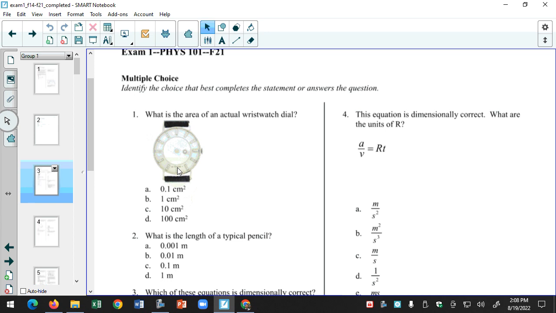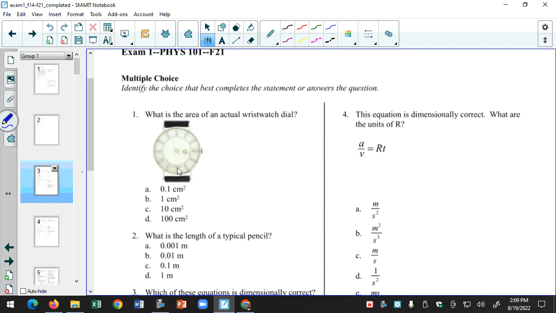Okay, so you'll have one or two estimation problems. Usually on every exam, I have 2 of these. And honestly, your quiz is going to look a lot like the first and second page of each exam. I'll have 2 estimation problems, dimensional analysis, a unit conversion. I'll have all that. You might have just 1 estimation, you might have 2, I don't know. But here I had 2. And I want to know what is the area of an actual wristwatch dial.